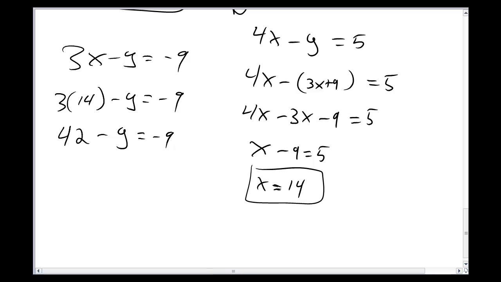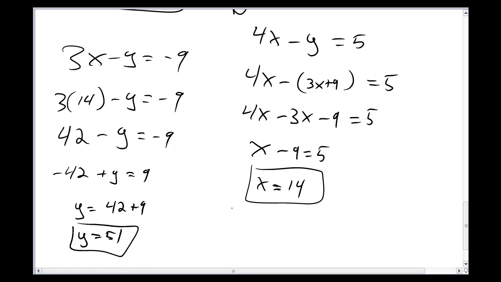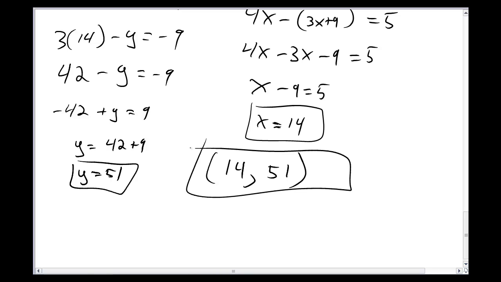And if I multiply both sides by negative 1, I'll get negative 42 plus y equals 9. And then I'll add 42 to both sides, so y equals 42 plus 9, y equals 51. This gives me my answer of 14, 51. And I think you can see from this answer that maybe we wouldn't have wanted to graph that, because to find that solution, I'd have to go over 14 spaces on the x side and go up 51 spaces on the y-axis, and that would just be rather messy.